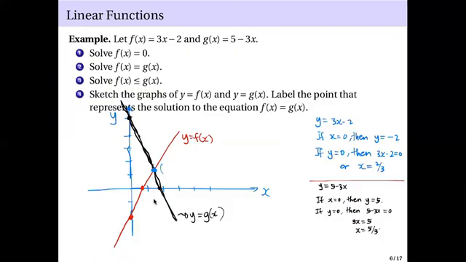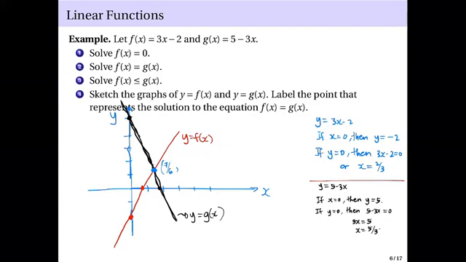If I had a better scaling, or had drawn the grids or the ticks here more accurately, then the point would be more accurate also. So anyway, this is 7/6. And the y coordinate, let us solve for it. You can use x equals 7/6 on either f of x or g of x. Let's just use f of x.